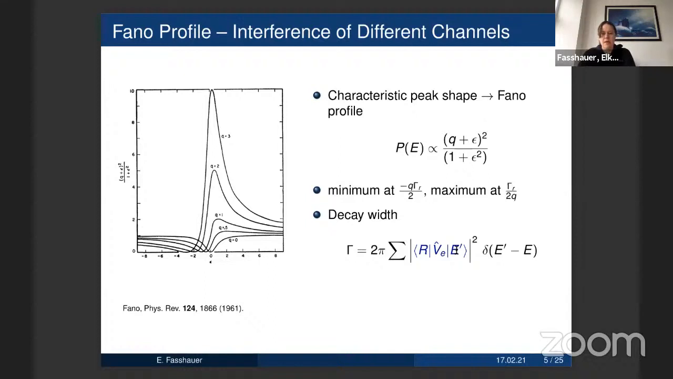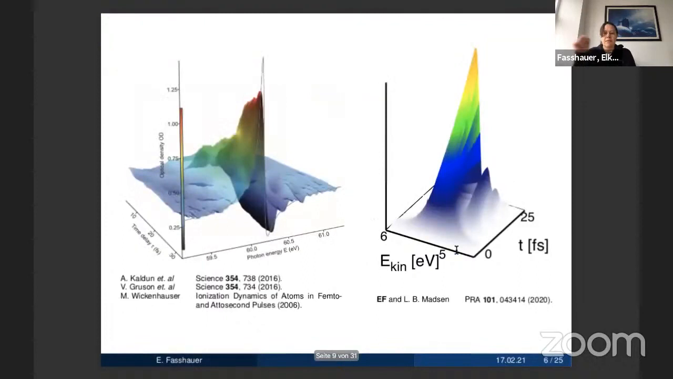Well, let's look at the time-dependent perspective of it. Theoretical and experimental approaches have been able to both describe and measure the buildup of this Fano profile in time. And if you wonder, these two experimental papers, collaborative papers from 2016, were really published back to back in the same journal. And I'm going to show you that we, with our theory, get exactly the same shape. How do we do that?